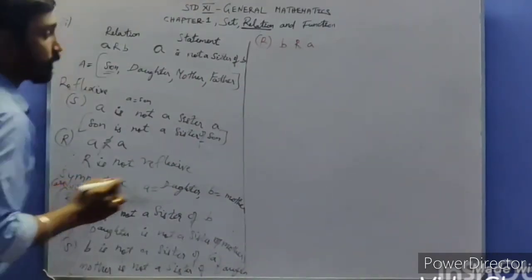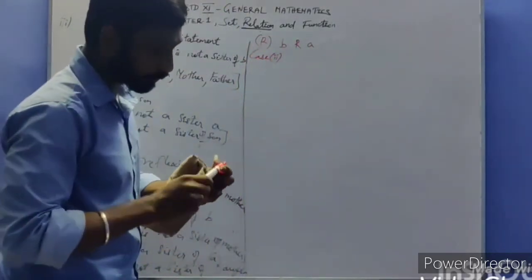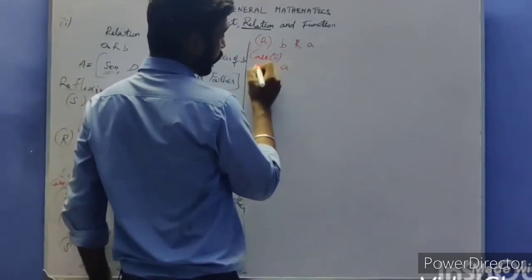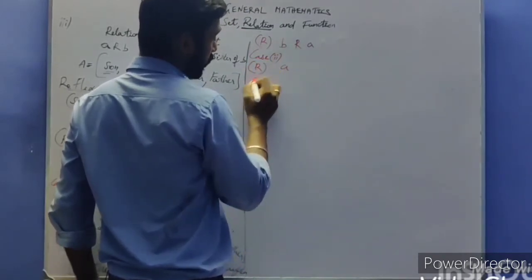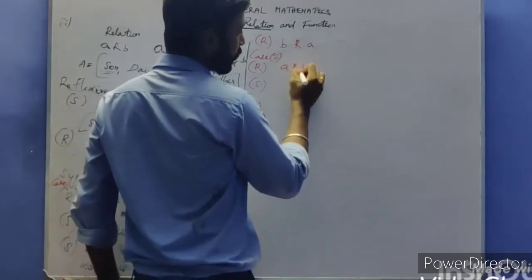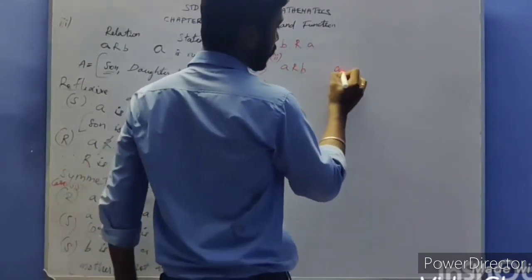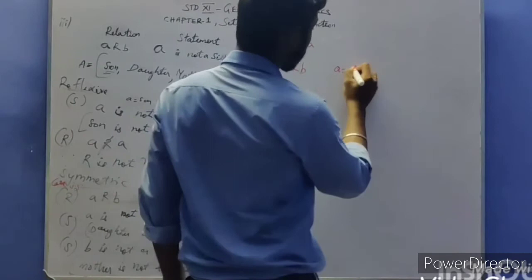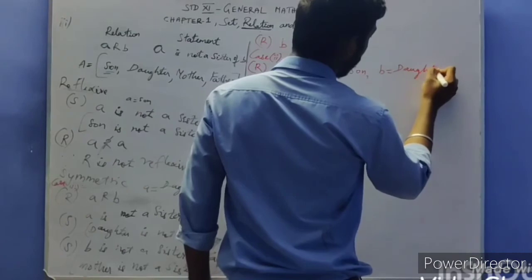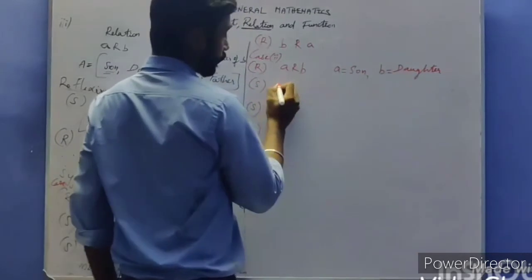Case 1. Now we are going to see case 2. But you have to assume first. The same procedure applies here. First the R, then 2 statements, then 1 relation. So A related to B. If you are considering A is equal to son, then B is equal to daughter.